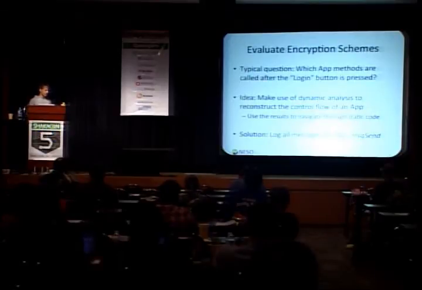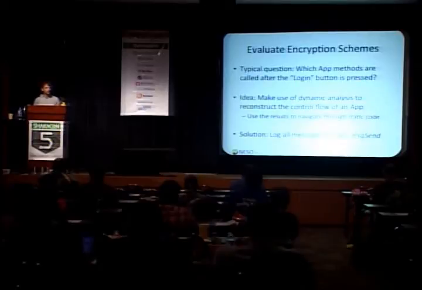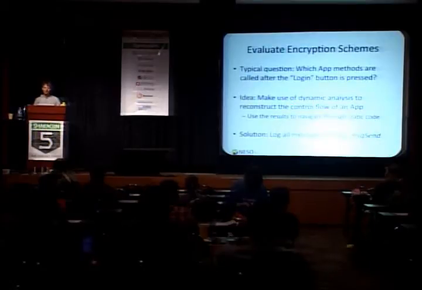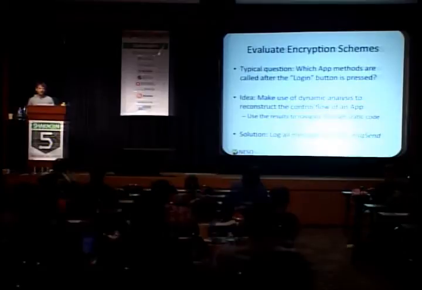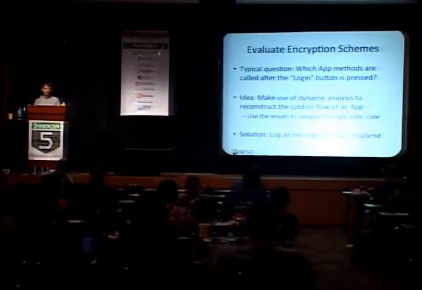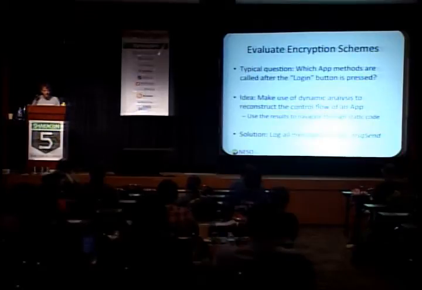When it comes to evaluating the encryption scheme of an app, a typical question is which app methods are called inside the app after the login button is pressed. So we want to see what happens, although it is a black box assessment. And the idea is to make use of those dynamic analysis features to reconstruct the control flow of an app. To answer that, we want to get a complete trace of all method calls. We could just log all messages to that central dispatcher, right?